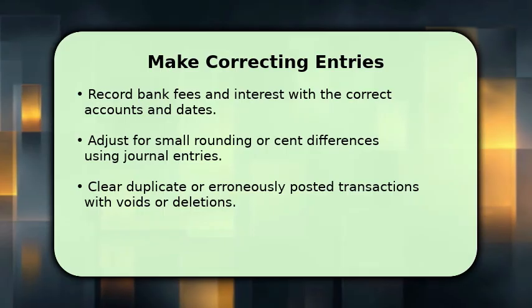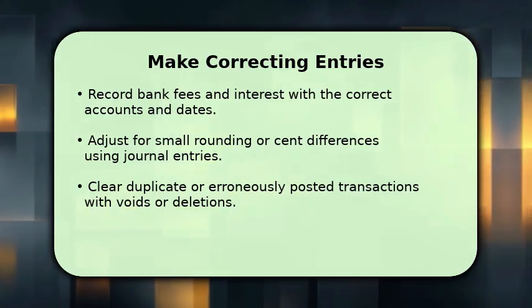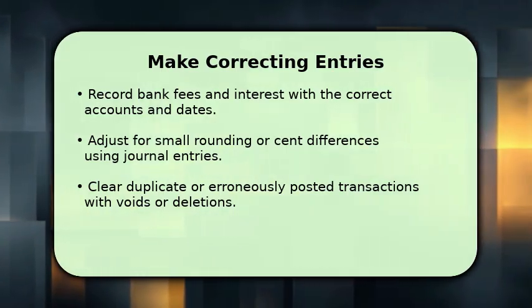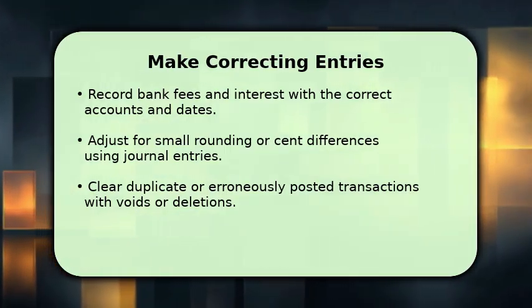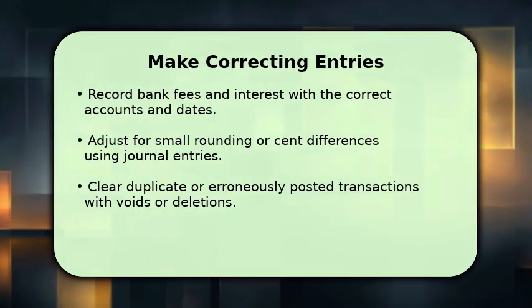For missing fees or interest, enter a simple expense or income line keyed to the bank account. If you need to adjust balances, use targeted journal entries with clear memos and CGT-friendly accounts.